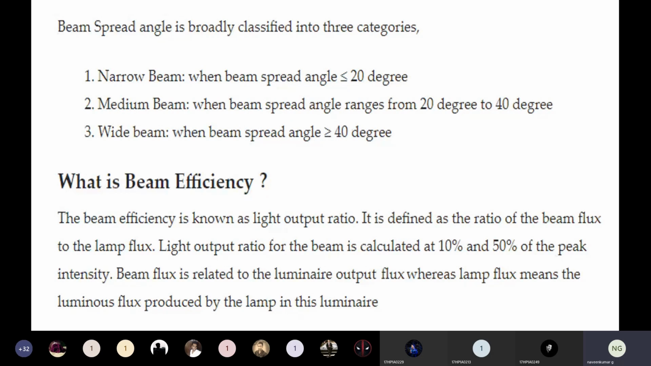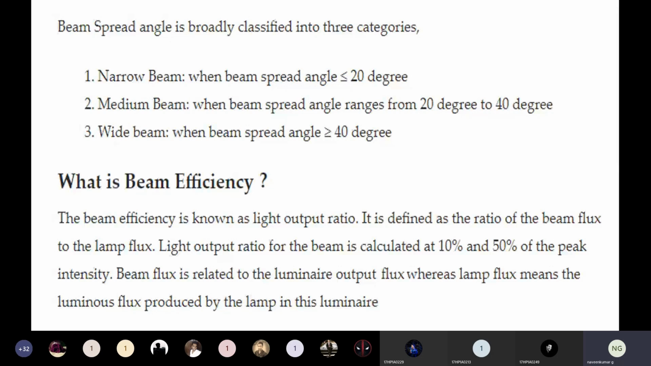Next, wide beam, when the beam spread angle is greater than or equal to 40 degrees. This usually you observe in sport arenas. So these are the three different types of beam spread angles.